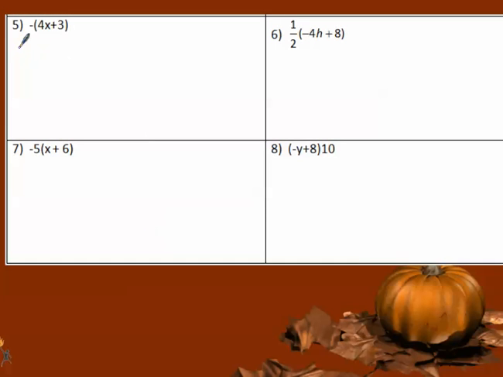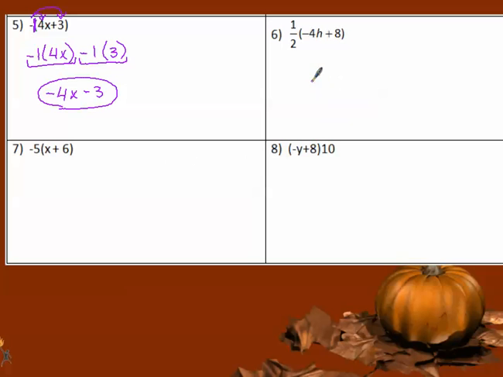Number 5. Now, if you look at number 5, do you see how there's a negative just hiding out front there? That negative is actually a negative 1, that negative 1 ninja. So when you distribute this, you're actually going to distribute that negative 1 to both the terms. So it's going to be negative 1 times 4x minus 1 times 3. And when I do that, I get negative 1 times 4x is negative 4x. And negative 1 times 3 gives me negative 3. So that would be my answer there.